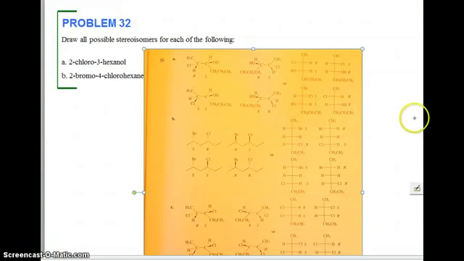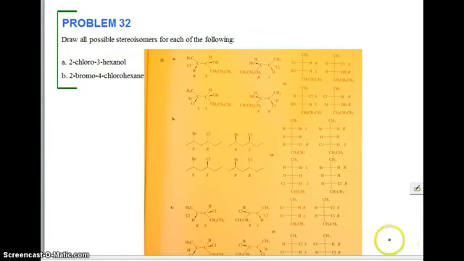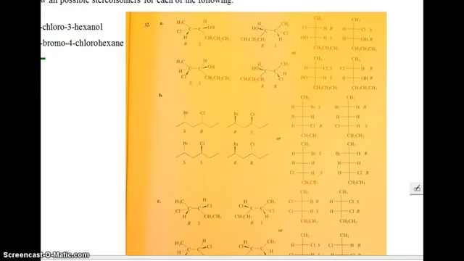Problem 32. Draw all possible stereoisomers for each of the following. Rather than torturing you with more of my bad handwriting, I figured I would show you what the book wrote as the possible stereoisomers for each of these. And I don't know why it's orange, but it is.